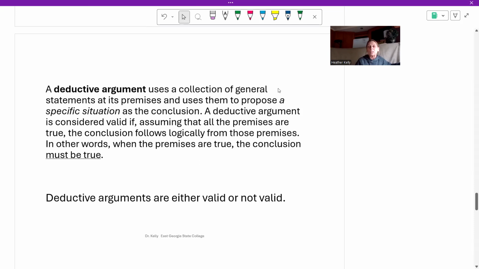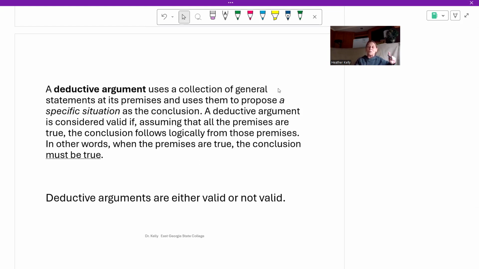We're going to be dealing with a deductive argument, and a deductive argument uses a collection of general statements as its premises and uses them to propose a specific solution as the conclusion. A deductive argument is considered valid if, assuming that all the premises are true, the conclusion follows logically from those premises. In other words, when the premises are true, the conclusion must be true. Okay? Deductive arguments are either valid or not valid.